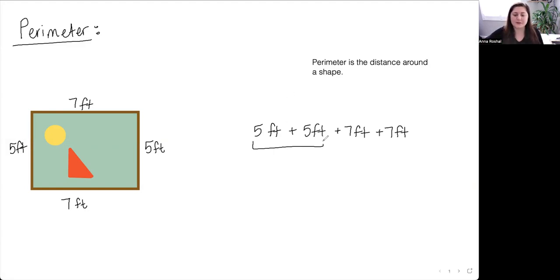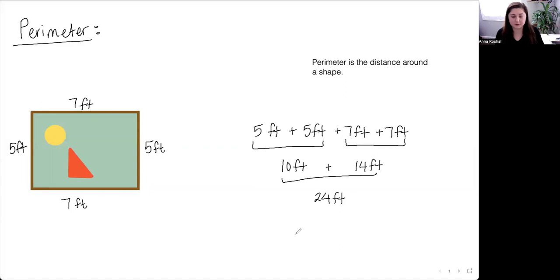So I like to do adding by twos instead of add and then add and then add and then add. I think that my brain doesn't work that well that way. So I have 10 feet here, and then 7 plus 7 is 14. I have 14 here, and then I can just add these two and end up with 24 feet. So I can go ahead and tell my husband, listen, the perimeter of the whole picture is 24 feet. You're going to need 24 feet of electrical tape.